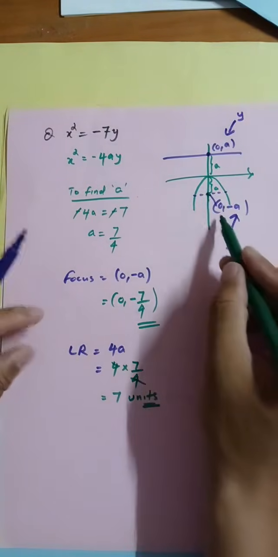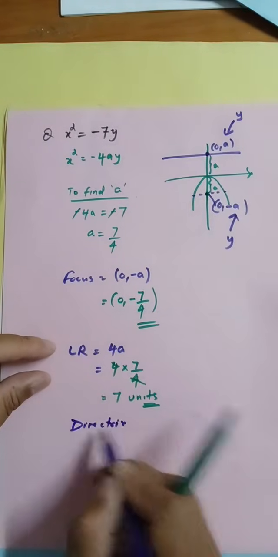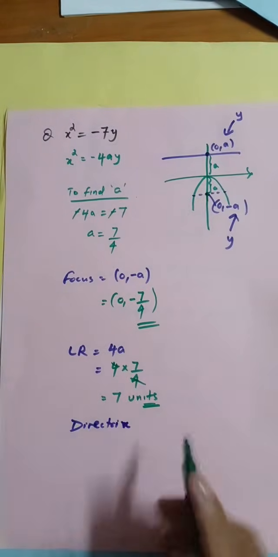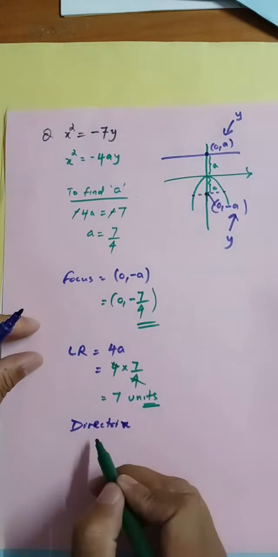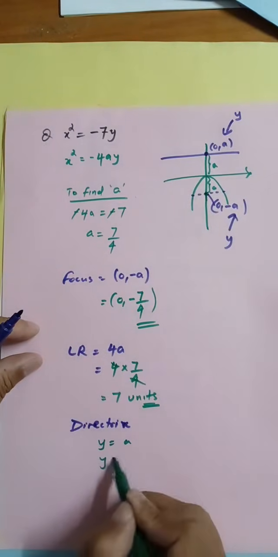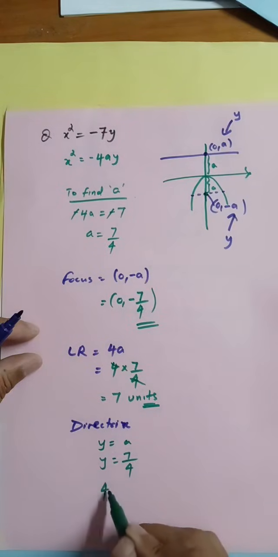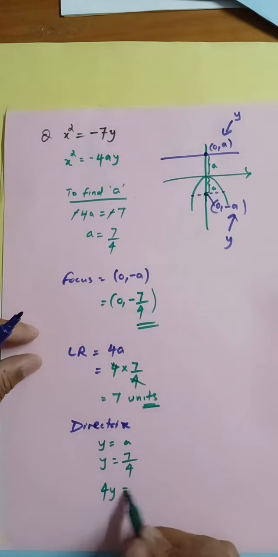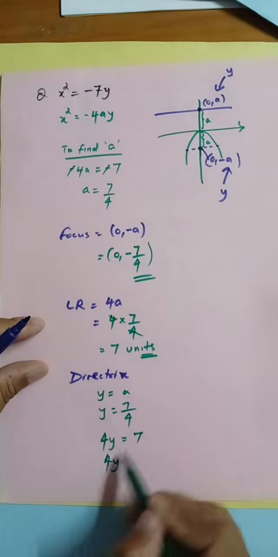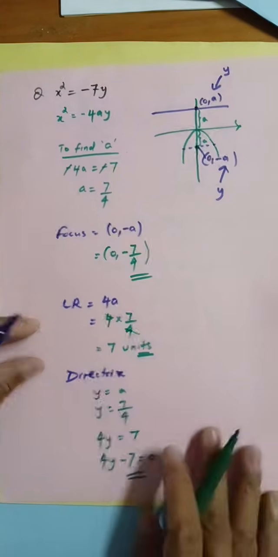So now first the directrix. The directrix is a horizontal line, so y equal to the y coordinate, which is a. So y equal to a, which is 7 by 4. Cross multiply, you will get 4 times y equal to 7, and bring this 7 to this side: 4y, and positive 7 will become negative 7 equal to 0. So this is the equation of your directrix.